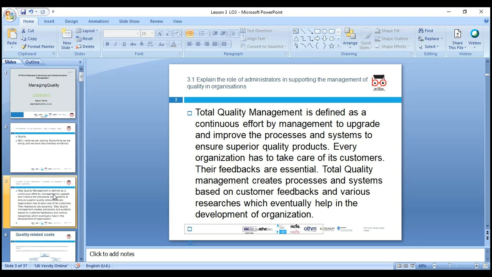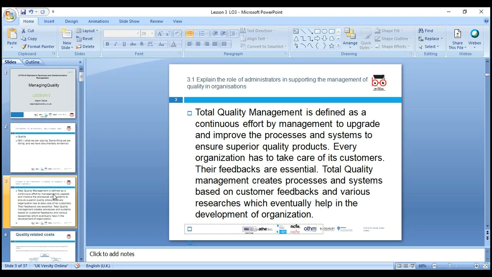So TQM is total quality management. There is zero defect in our system, so everything will be quality. We recruit quality staff, we buy quality material, we create the quality product, and we provide quality services. So all of this comes under total quality management.